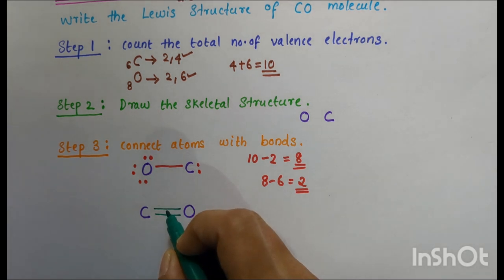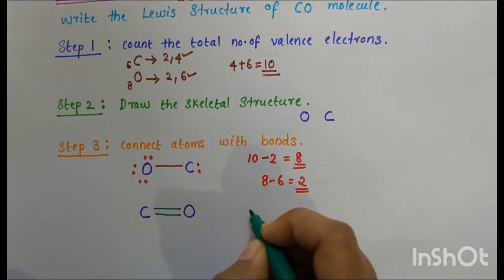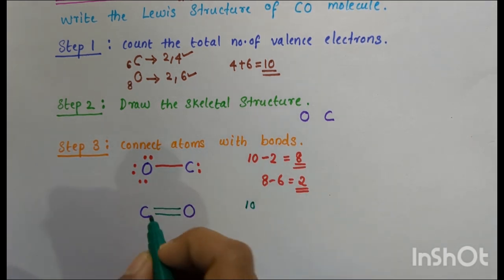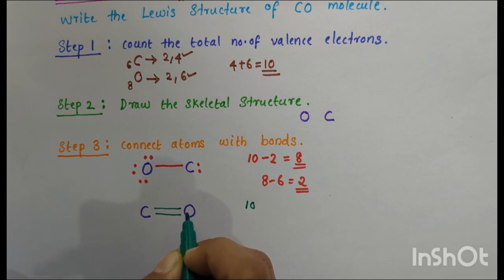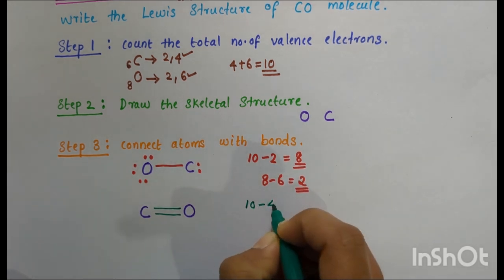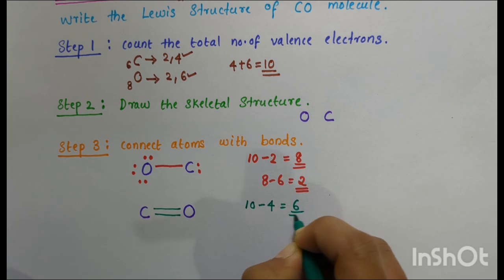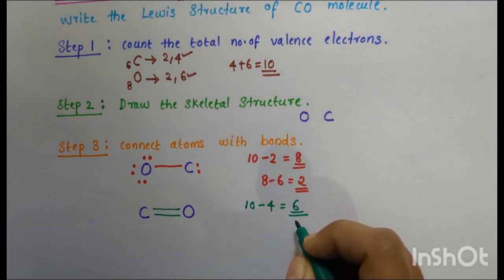A single bond uses 2 electrons, so a double bond uses 2 into 2, 2 plus 2, which is equal to 4 electrons. When the total is 10 valence electrons and we consider a double bond between these 2 atoms, the double bond uses a total of 4 electrons. So 10 minus 4, which is equal to 6 electrons, are remaining.